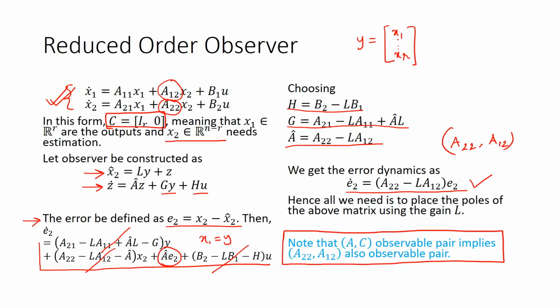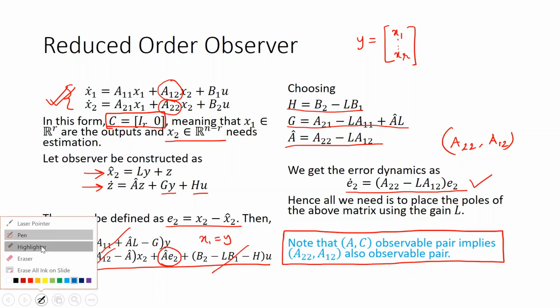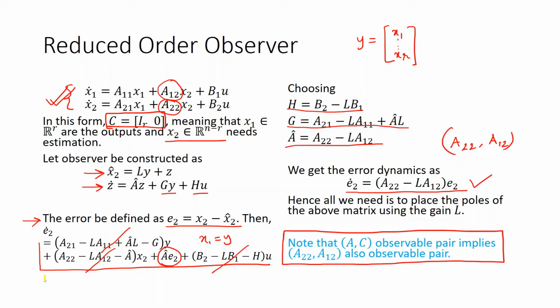One thing before ending the discussion, let me point out that you can always come to this form. This is a specific form. I hope you have understood. Your particular system may not be in this form, where some set of your states is basically the output, or your C matrix is in this form. It might not happen so.